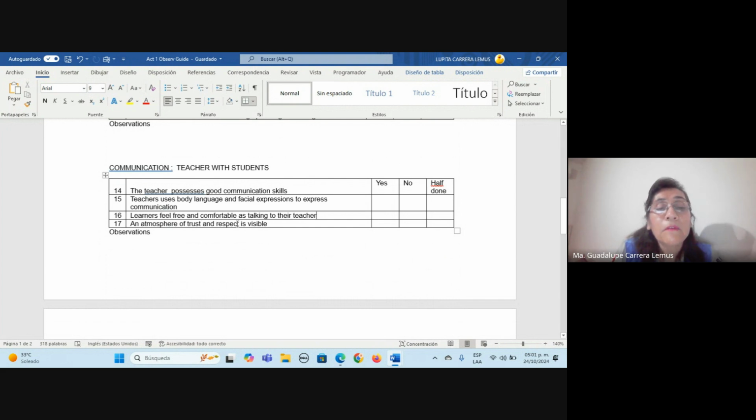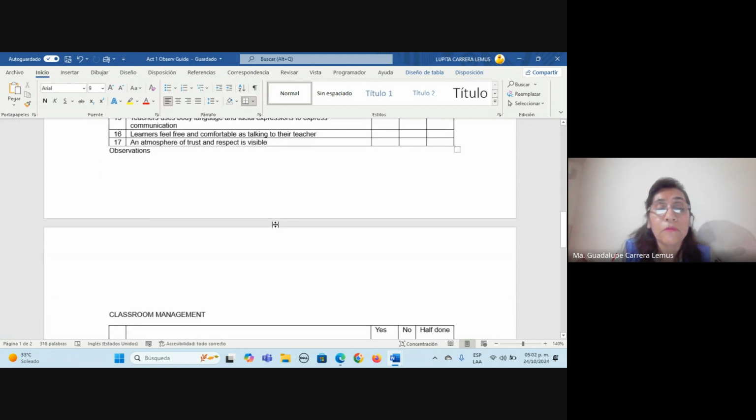Learners feel free and comfortable talking to their teachers. Well, the observer has to take this into account when the teacher is talking to them, or is addressing the whole group or one student in particular, and how the group or the teacher reacts, if the communication between them is flexible, with respect and trust, because that is considered one of the basic things in order for new knowledge to take place, or to have a good rapport.